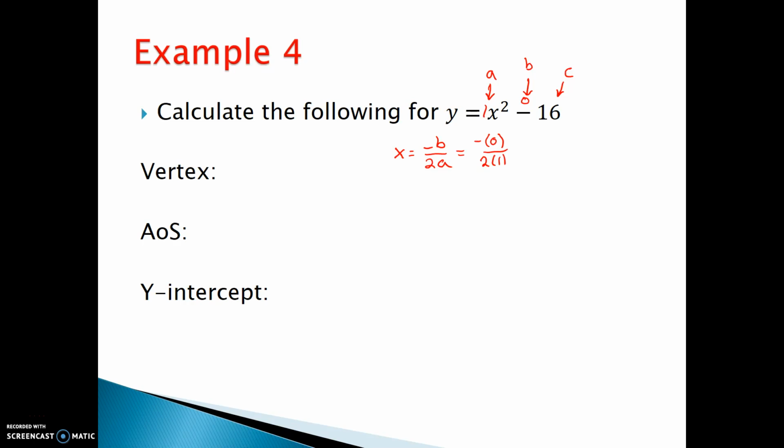So I kind of got cut off, but again, here I have b. Again, it's missing the middle part, so that's going to be 0. C is going to be negative 16. So what I've done is I already plugged it in, right? Negative b over 2a. My b was 0. 2 times 1, which is my a value.